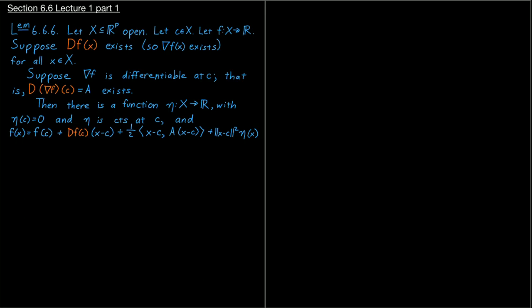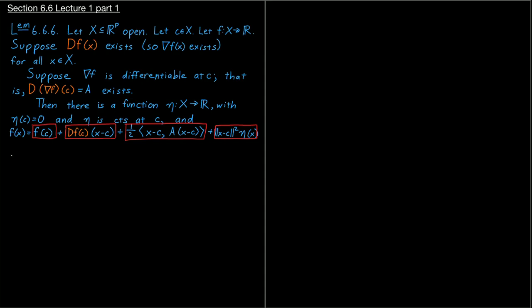So this is an awful lot like Taylor's theorem. We've got our constant term F of C. We've got our linear term, a linear function of X minus C. We've got our quadratic term, the inner product of X minus C with a linear function of X minus C, and then you've got a 1/2 out front. And then our error term here is smaller than the norm of X minus C squared, so it's smaller than our quadratic term.